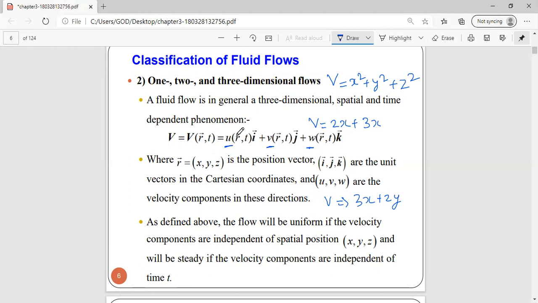That means whatever the equation of that flow, if you are mathematically deriving that equation, or you are mathematically modeling that flow, and it comes out to be an x, y, z equation, then we call it a three-dimensional flow. Okay, as defined above, flow will be uniform if the components are independent of spatial position, and will be steady if the velocity components are independent of time. Okay, now we'll go further.